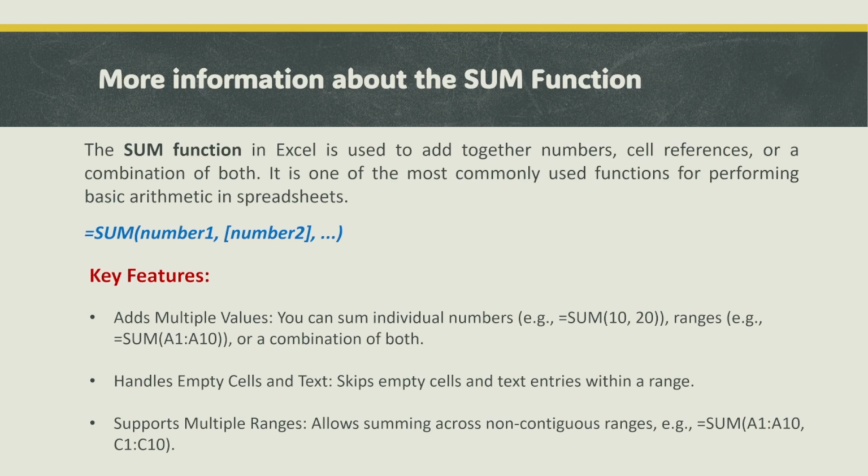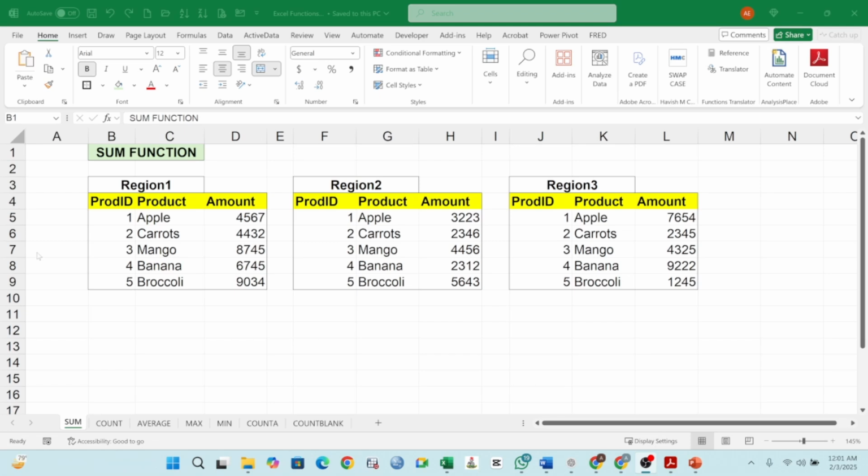Then it supports multiple ranges, allowing you to sum across non-contiguous ranges. So we have something like equals SUM A1 to A10, and then you now have another set of values across from C1 to C10. So you can easily use this sum function for this task. So now let's go into the class as we look at this sum function together. We have the sum function, and we want to see how this function works.